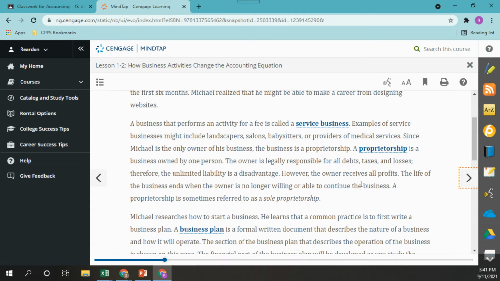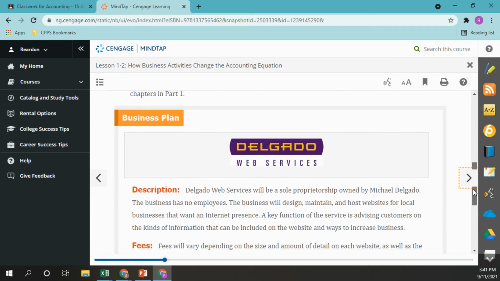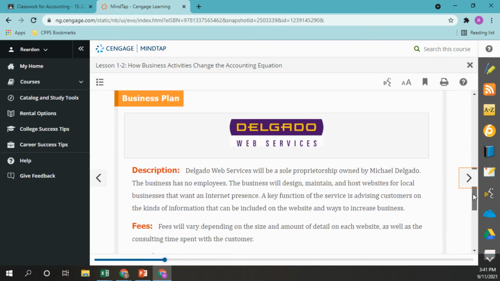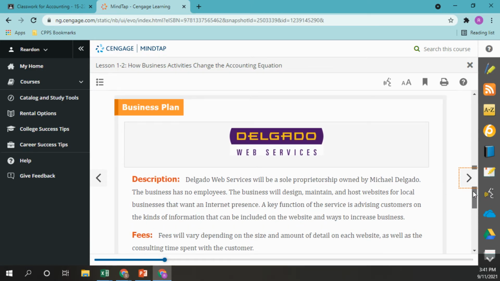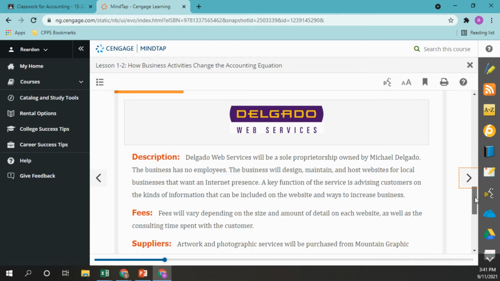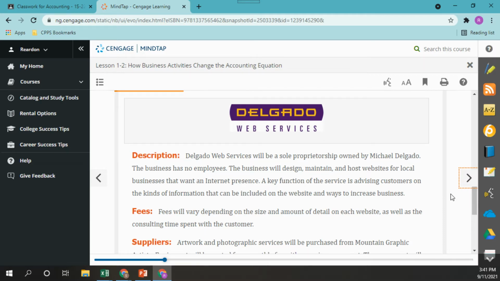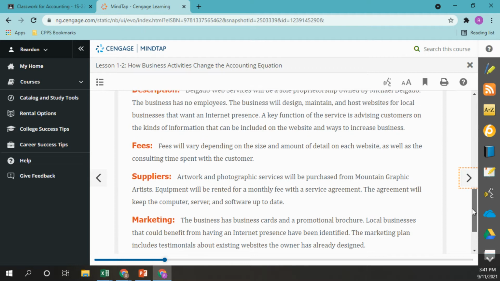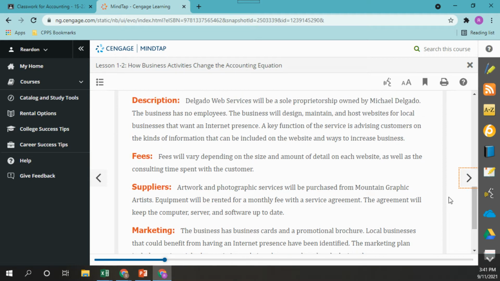We just talked about service business, proprietorship, and business plan. But down below, I want you to read this section about Delgado Web Service, because this would be something that we reference and go back to periodically. So read those 4 sections on just the overall plan for Delgado Web Service. Pause the video.